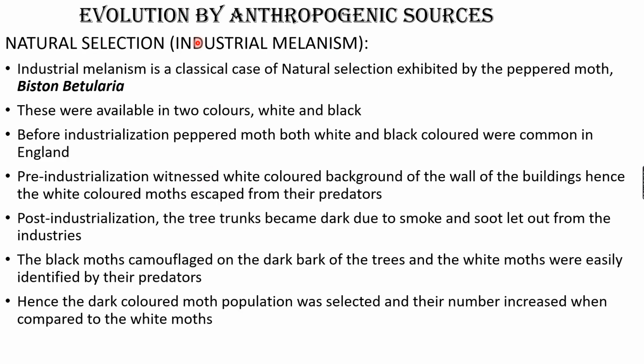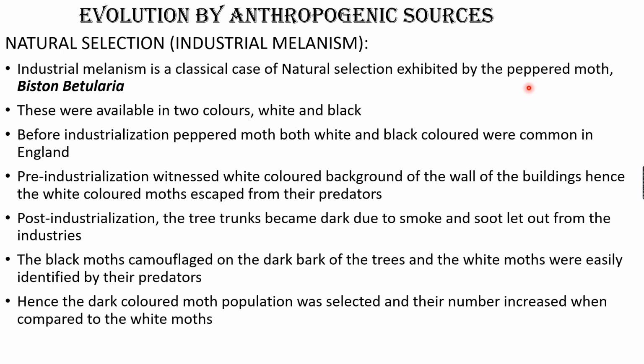Now, evolution also occurs by human activities. It is called anthropogenic sources. Anthropogenic means only because of human beings, human activities. Anthropo means human being. So anthropogenic sources or human activities lead to variation that leads to natural selection. An example of natural selection is industrial melanism. Melanism means melanin pigmentation due to industrial causes. So industrial melanism is an important classical case of natural selection.